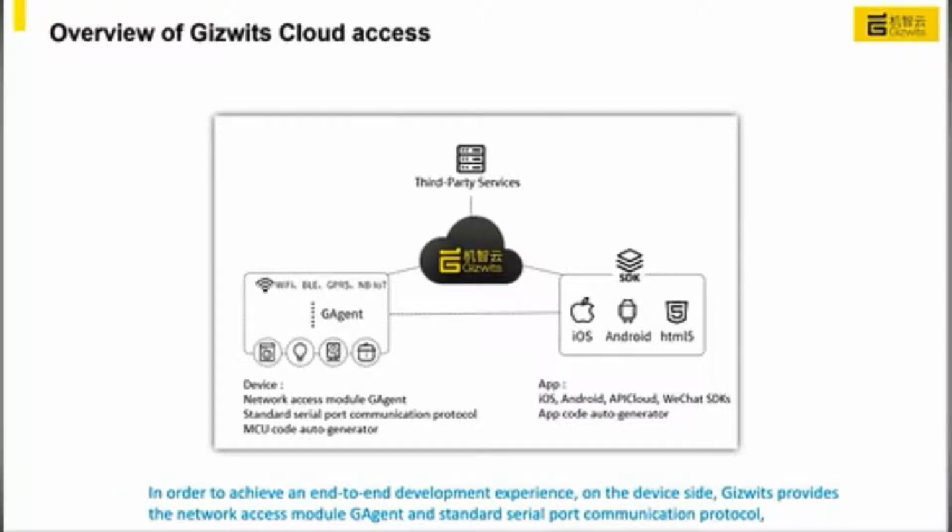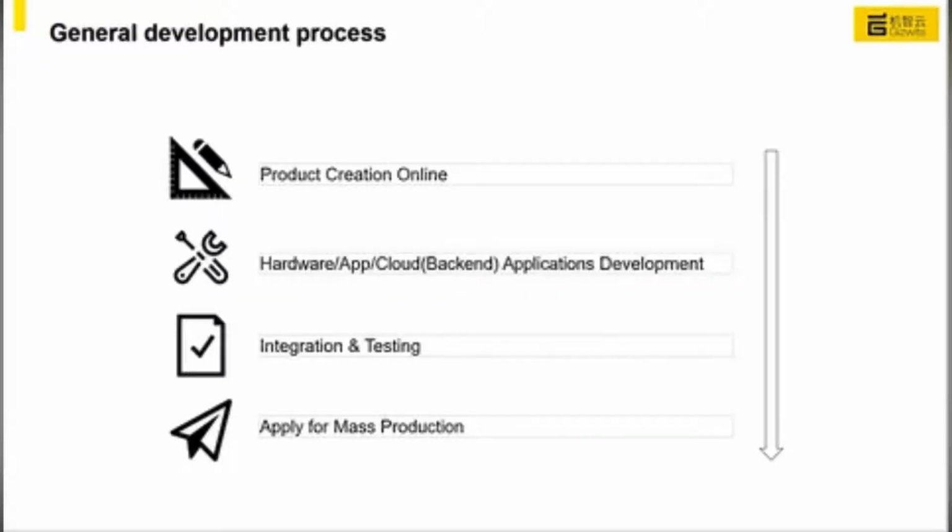In order to achieve an end-to-end development experience, on the device side, Gizwits provides the Network Access Module G-Agent and standard serial port communication protocol, and supports Wi-Fi, Bluetooth, GPRS, NB-IoT, and other wireless access methods. On the app side, Gizwits provides a wide variety of SDKs such as iOS, Android, API Cloud, WeChat.